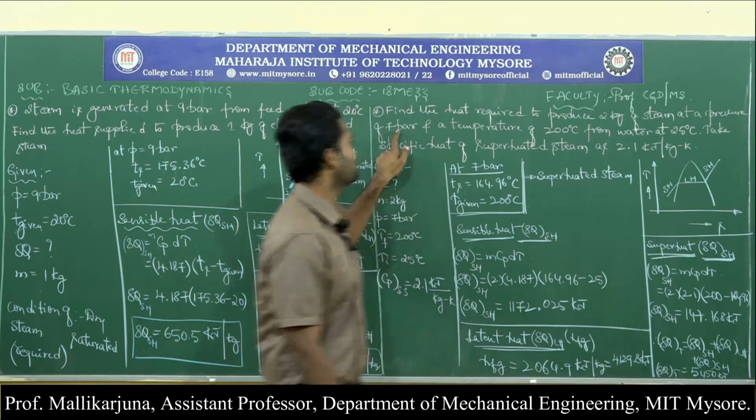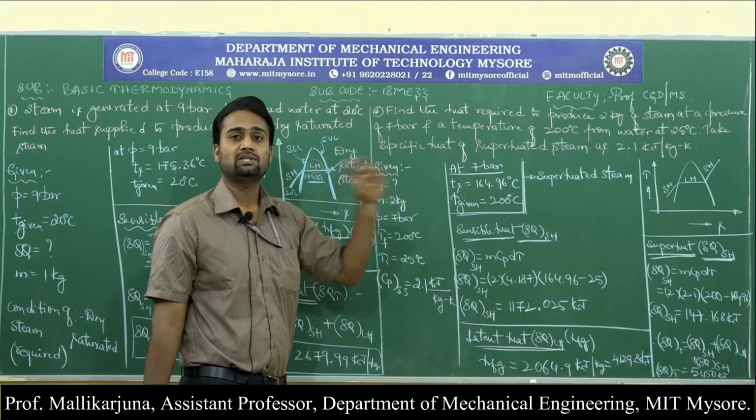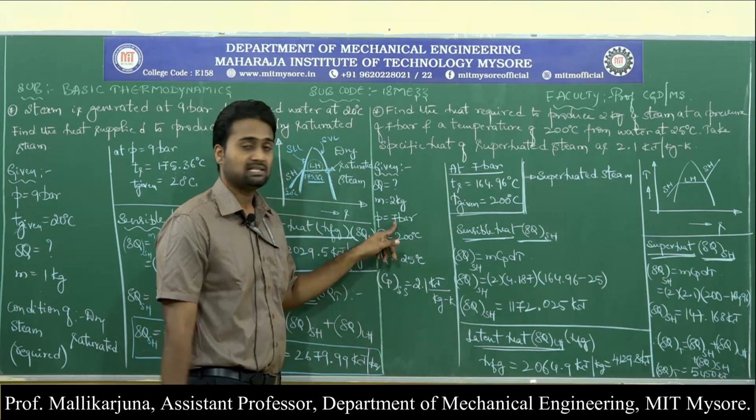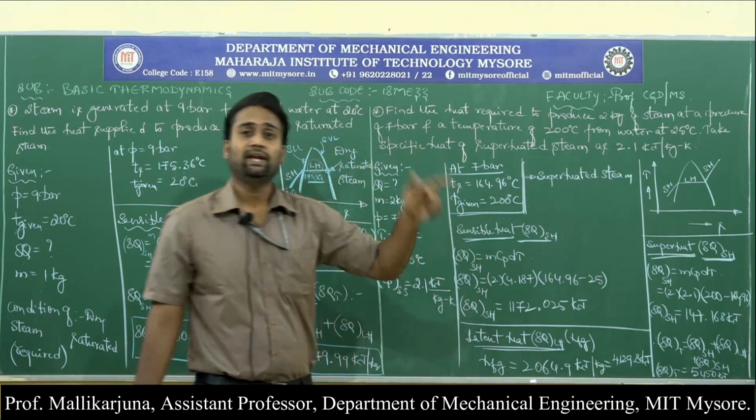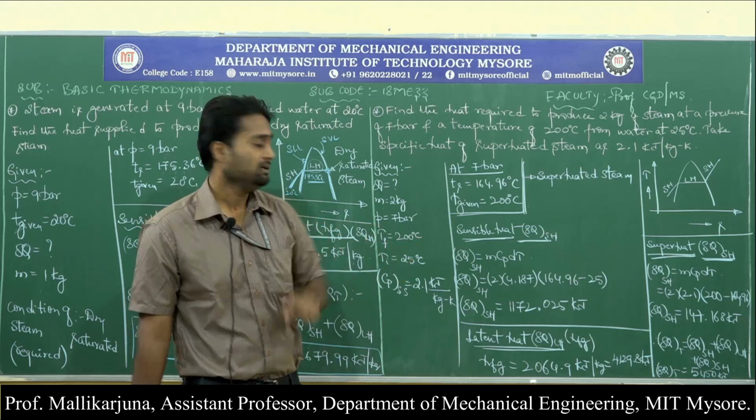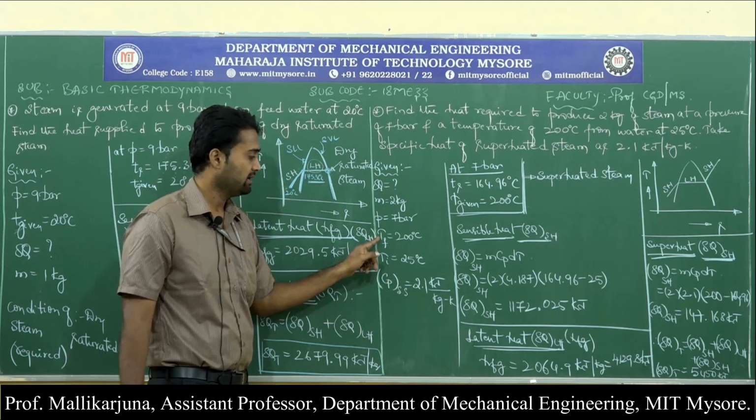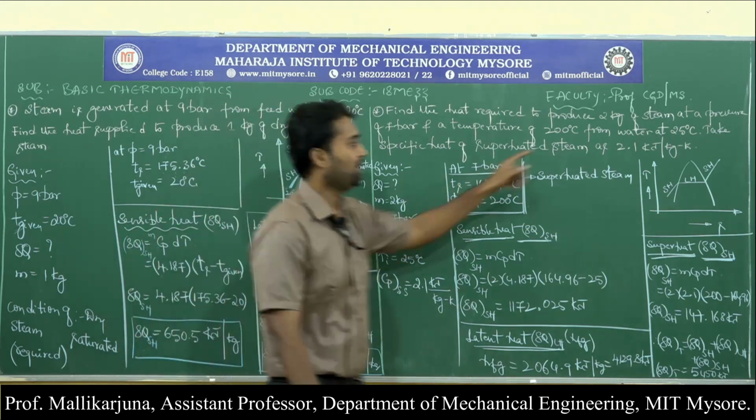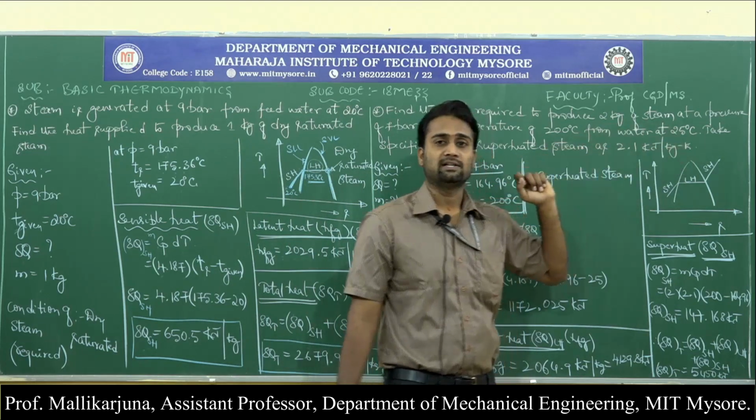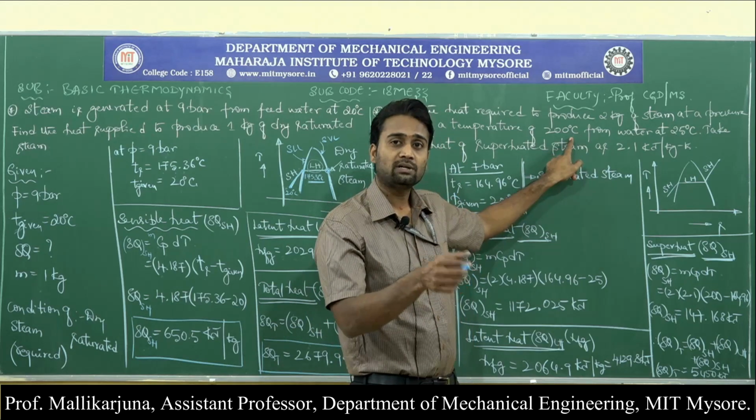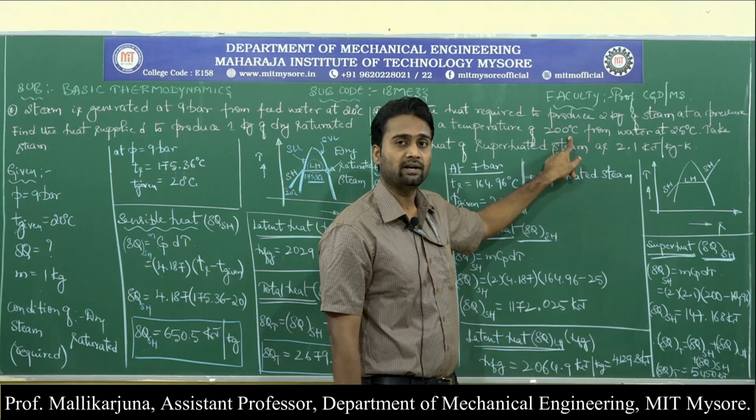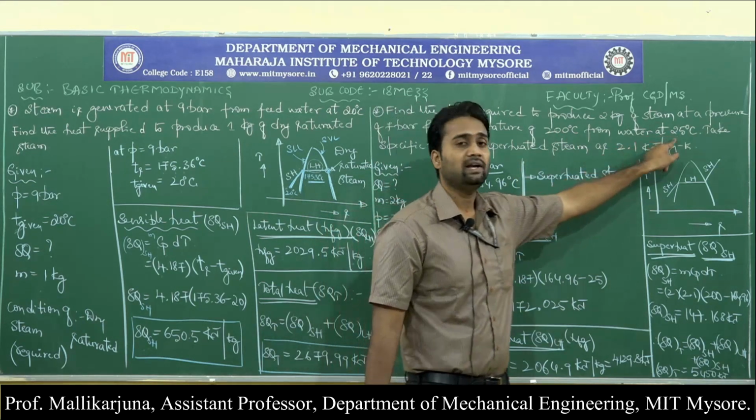At a pressure of 7 bar, pressure at which the steam is getting generated is 7 bar, and a temperature of 200 degrees centigrade. Finally, the temperature should be 200 degrees centigrade, T final, from water at 25 degrees centigrade. What do you mean by this statement? At the 7 bar pressure, final temperature is 200 degrees centigrade from 25 degrees centigrade.